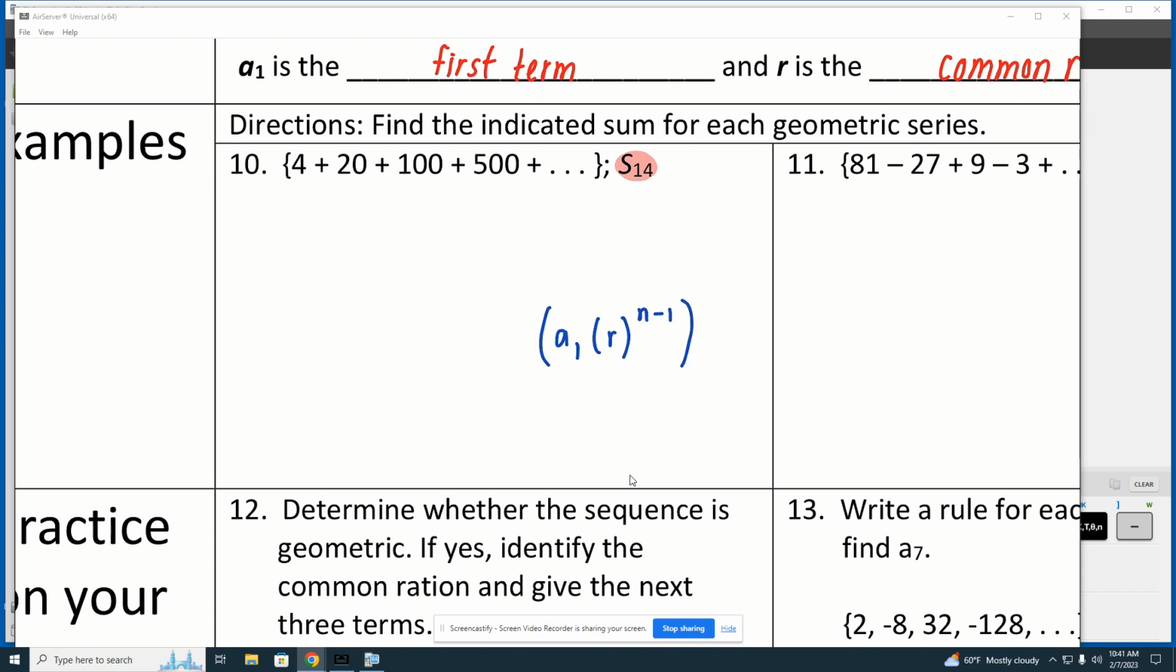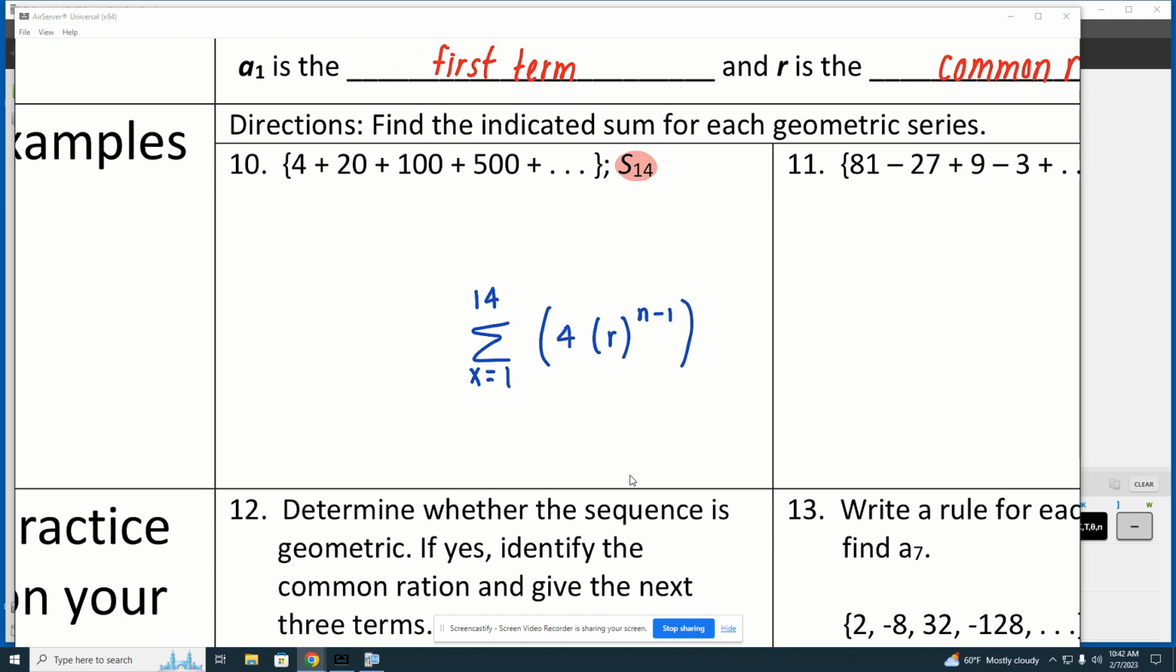Guys, what did we do when we did an arithmetic series? We did the big E. Remember where they define a variable? And we do from the first through the 14th term. So look, this is all I really need for this equation. What is a sub 1? What is my first term? 4. So I put 4 here.